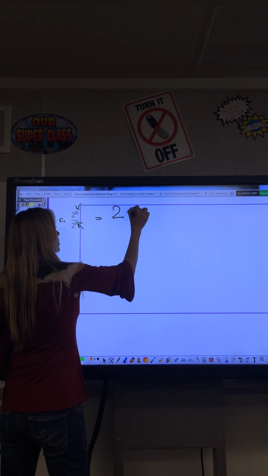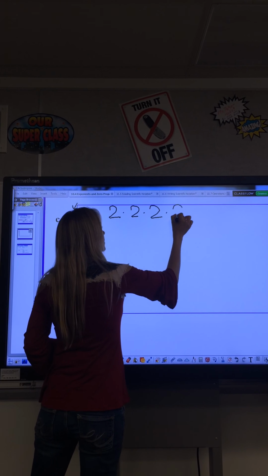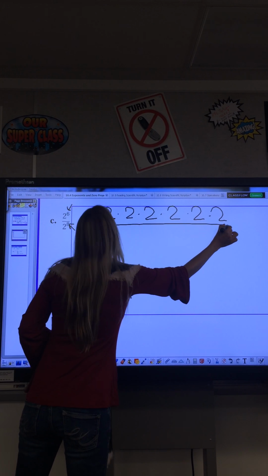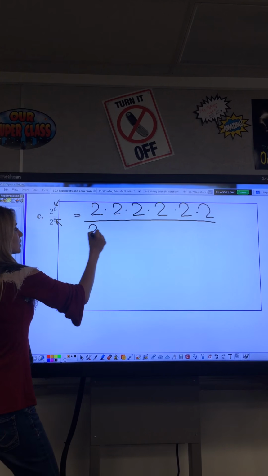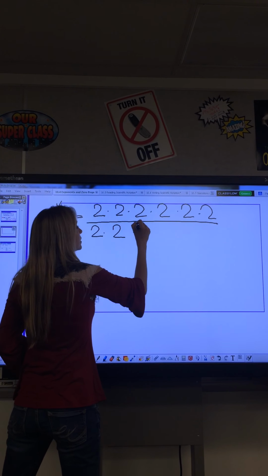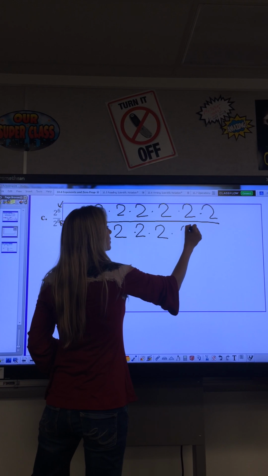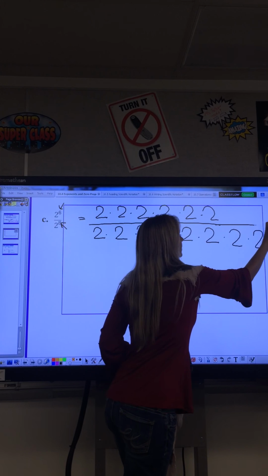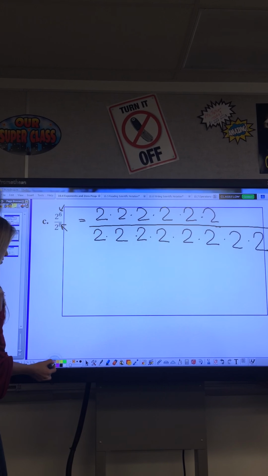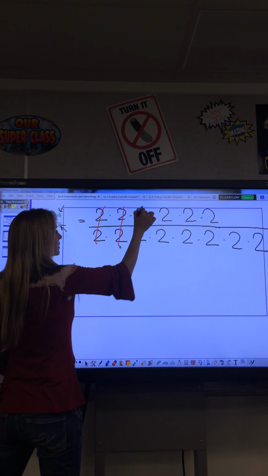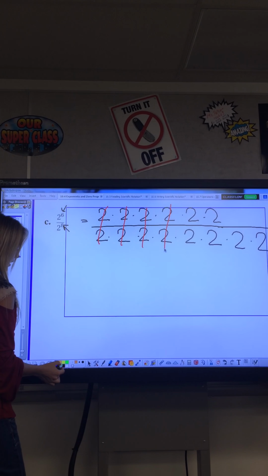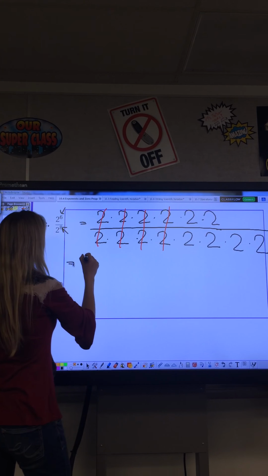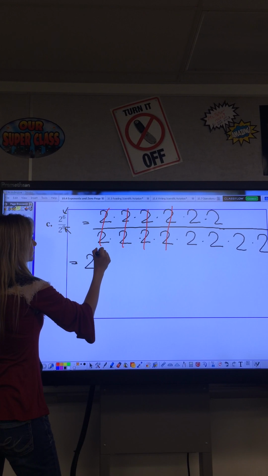We have 2 written 6 times: 1, 2, 3, 4, 5, 6. In here, I have 2 to the 8th power: 1, 2, 3, 4, 5, 6, 7, 8. What's going to happen? The 2's will cancel each other out. And I have 2 to the 2nd power in the numerator, right?